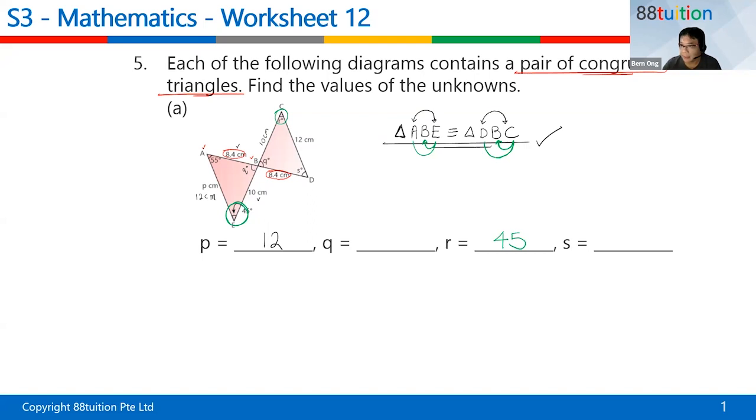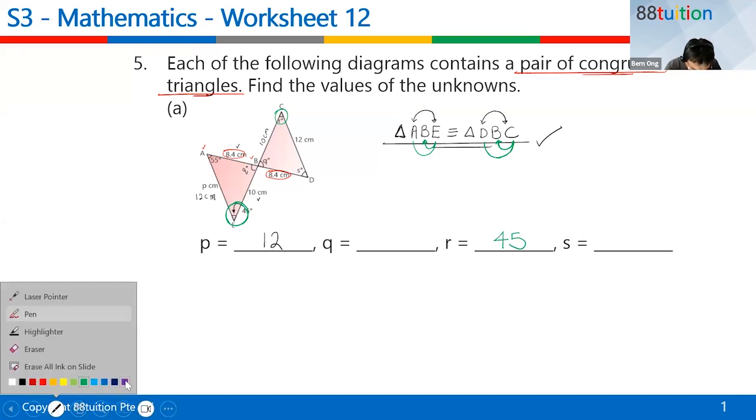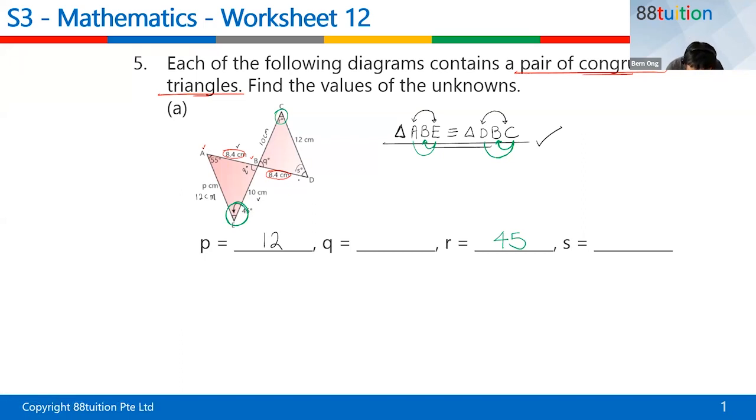It's a little bit irritating, but you have to go through it, no choice. Which means that the next angle, angle S, S is made up of angle D. So angle BDC.